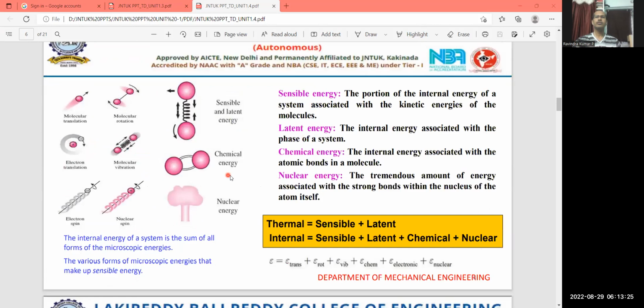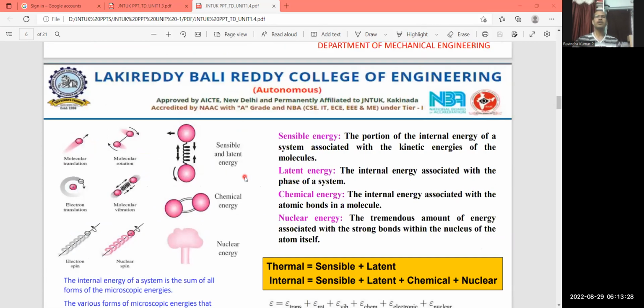Now you observe the diagrammatic sketches here. What are the diagrammatic sketches here? The molecular translation, and the molecular rotations. Next, this one consists of the sensible and the latent energy, and electron translation, molecular vibration. The energy involved in the atomic bonds is the chemical energy, then electron spin, nuclear spin. So these are all the different kinds of microscopic energy.